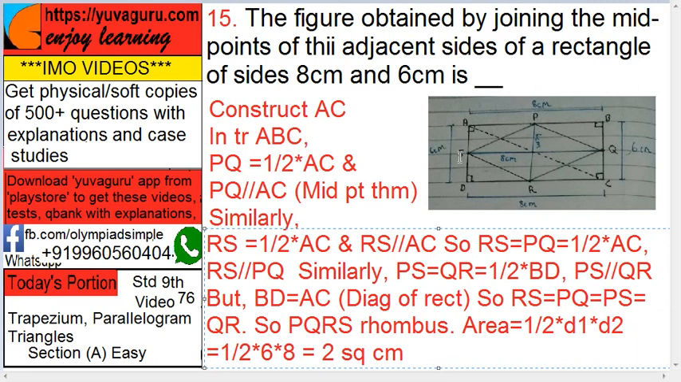Now as PQRS is a rhombus, the area of a rhombus is what? Half into diagonal 1 into diagonal 2, half d1 d2. Now what is d2? This side is the same as this side, 6. So 6 into this side 8. So half into 6 into 8. That becomes 24. So 24 is the answer.